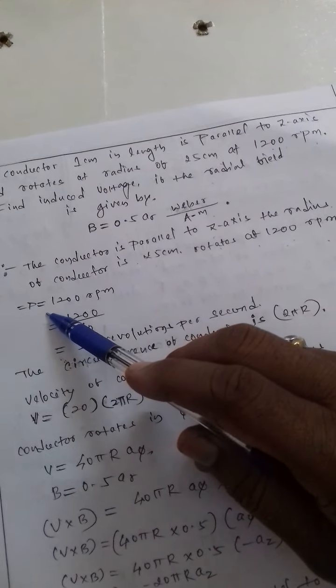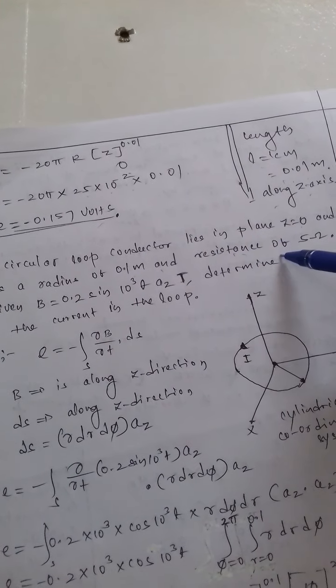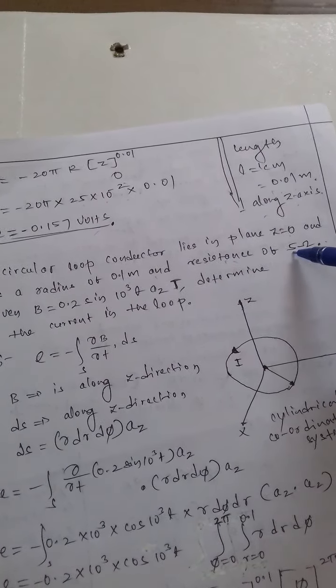A circular loop conductor lies in the plane z is equal to 0 and has a radius of 0.1 meter and a resistance of 5 ohm. Given B is equal to 0.2 sin 10 raised to 3 t AZ, determine the current in the loop.